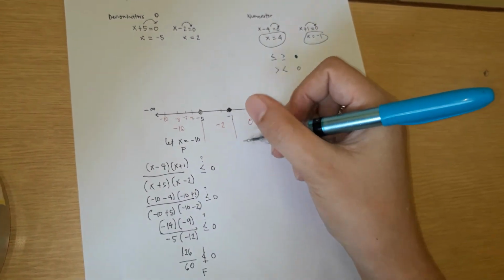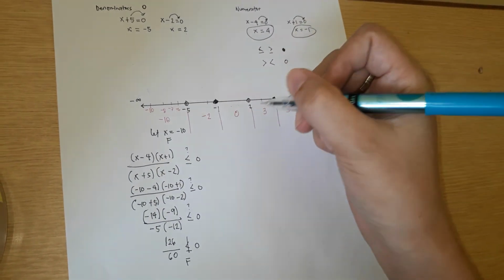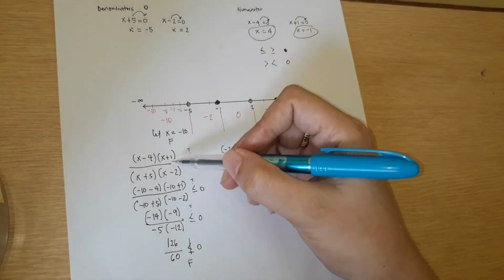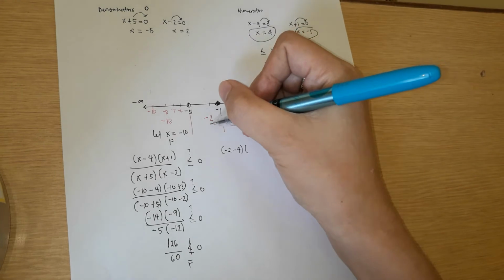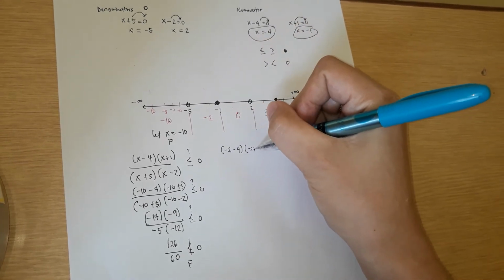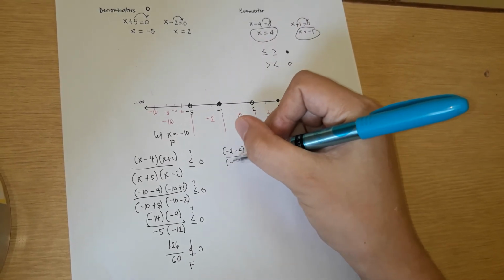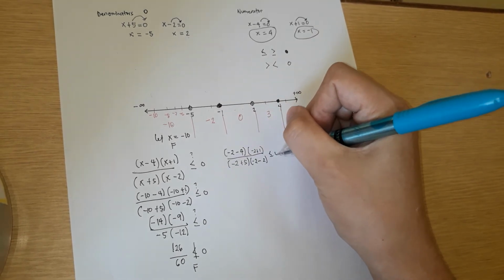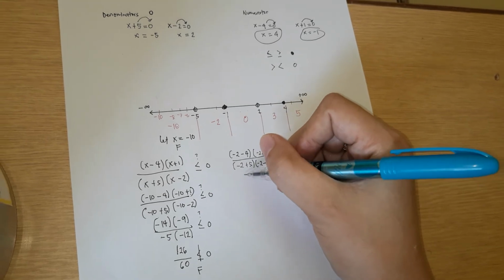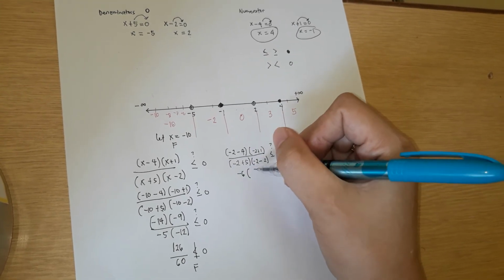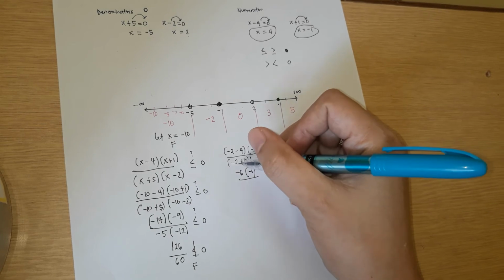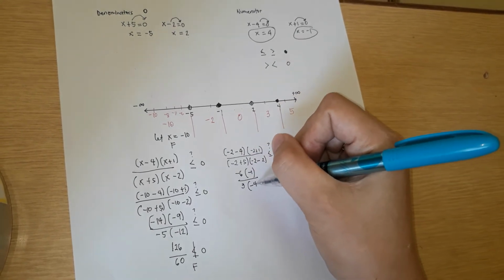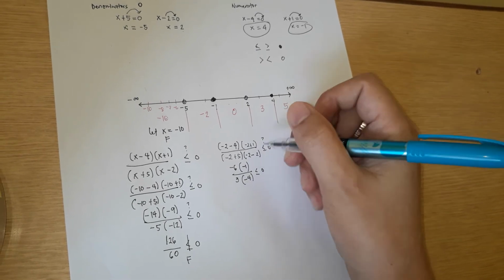Next, let x be equal to negative 2. So, negative 2 minus 4. Lahat ng x dito, palitan mo lang na negative 2. Negative 2 plus 1 over negative 2 plus 5, negative 2 minus 2. Negative 2 minus 4, that's negative 6. Negative 2 plus 1, negative 1. Negative 2 plus 5, 3. Negative 2 minus 2, negative 4, less than or equal to 0.